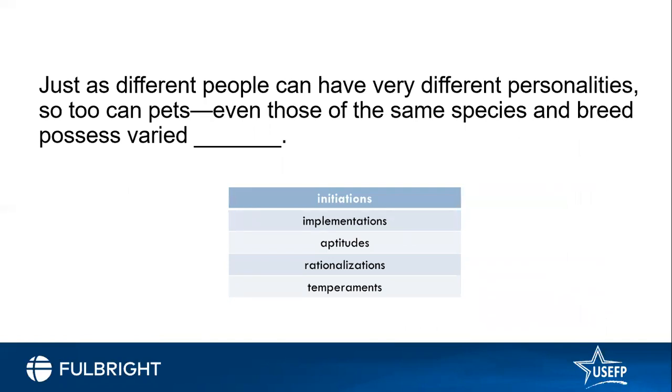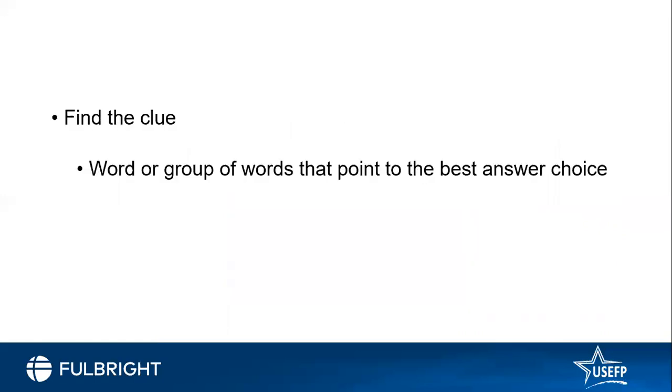So, first example: just as different people can have very different personalities, so too can pets. Even those of the same species or breed are varied. So they can have different personalities, and we need to find a word which is similar to personalities. For the first blank, the options are initiation, implementation, aptitude, rationalization, temperament. Temperament is the closest to personality, so temperament is the correct option. So we first found the clue, personality, and then we thought of a word similar to it, and then we found it.